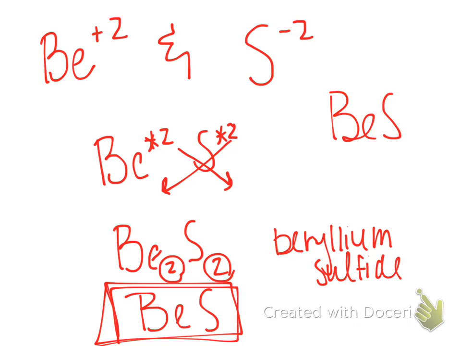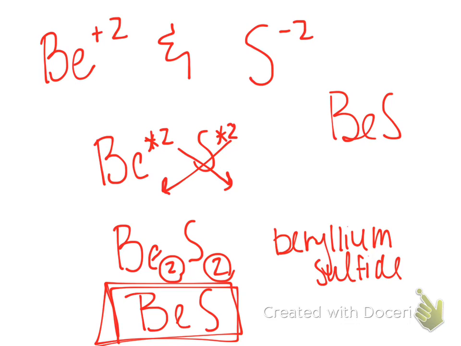Magnesium oxide is MgO. Potassium phosphide is K3P. All you're doing is keeping the cation's name, and the anion gets the IDE. No, it's two words. Beryllium sulfide. Okay. How are we feeling? Good?